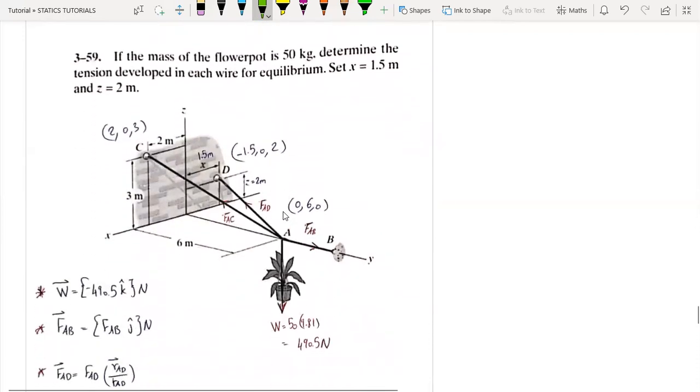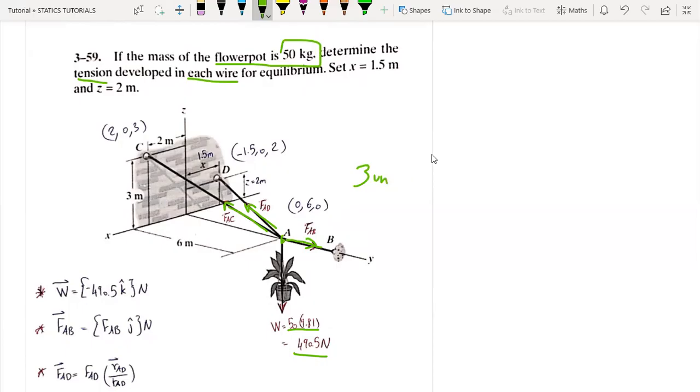Here is our final problem. It's again a 3D problem. Let's read it. If the mass of the flower pot is 50 kilograms, the weight is mg, and we'll get 490.5 newtons. Determine the tension developed in each wire for equilibrium. So we need to find FAB, FAD, and FAC. Note that we should have only 3 unknowns because we are dealing with only 3 equations in 3D.